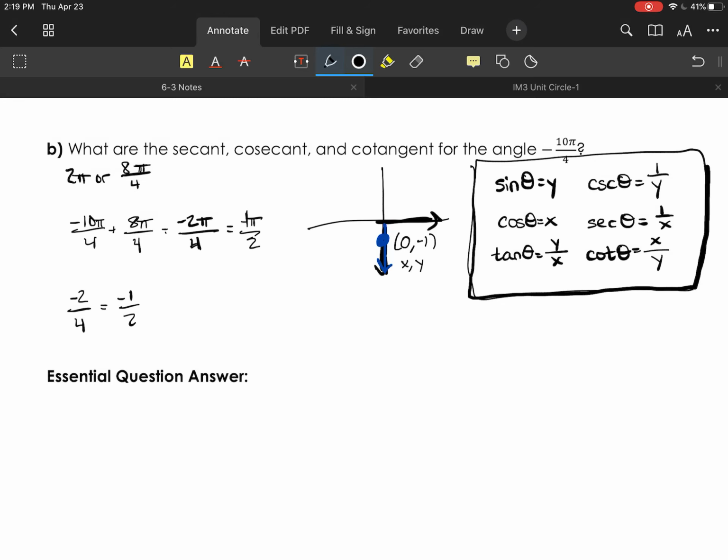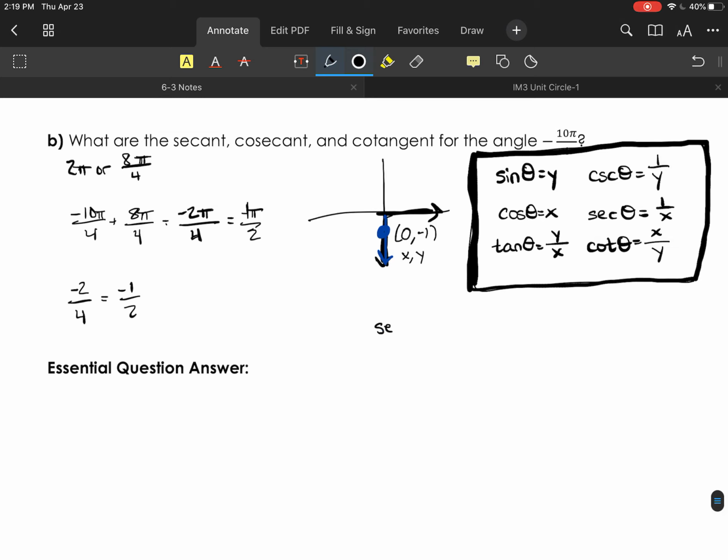This is very, very, very important information. Whenever you end up on one of the actual axes, like we just ended up at a negative 90-degree angle, use this rule. For example, if I told you to find the sine, sine is equal to y. In this case, my sine would just be negative 1, because that's the y value of the point that I picked. So in this case, I'm doing secant, cosecant, and cotangent.